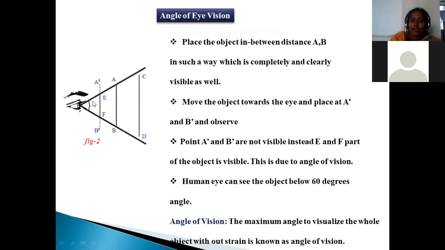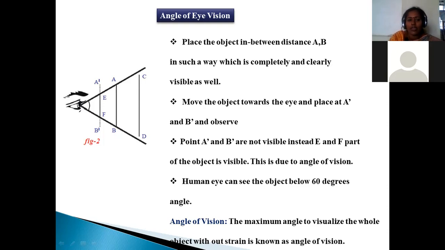Next, here you can clearly see the picture where the human eye has the provision to see the objects present in the surroundings. But up to a certain angle only we are able to see, not beyond that. For example, when an object is placed in between A and B at a certain distance, it is very clearly visible. Let us take a stick placed in between points A and B. The entire stick will be clearly visible.